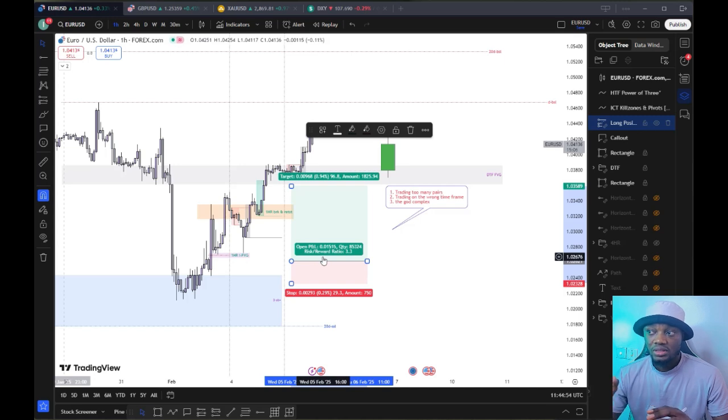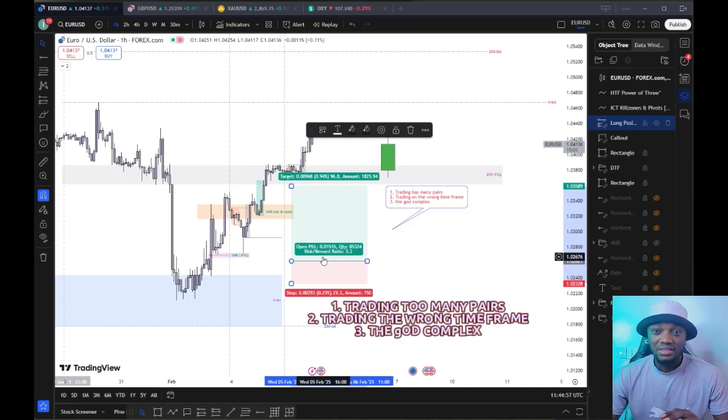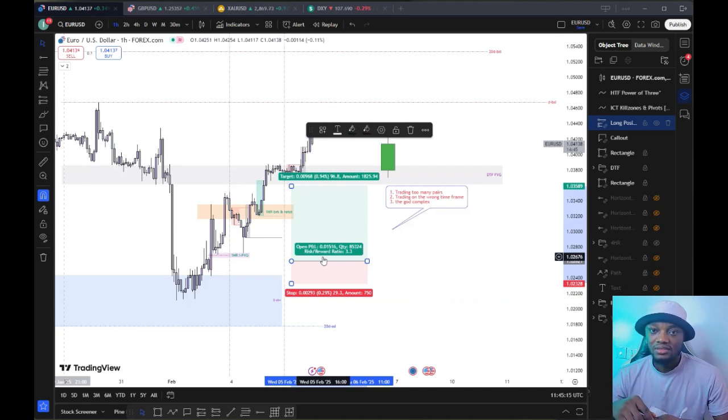So these are the three biggest mistakes that I continued to make. I continued trading a lot of pairs. I continued spending too much time on the lower time frame, and I had the God complex along with all of this. So it was not a good combination for me at all. I could pass a challenge account in 2 days and I would blow it on the 3rd day. So this kept on repeating until I decided I should just look into them and flip it.